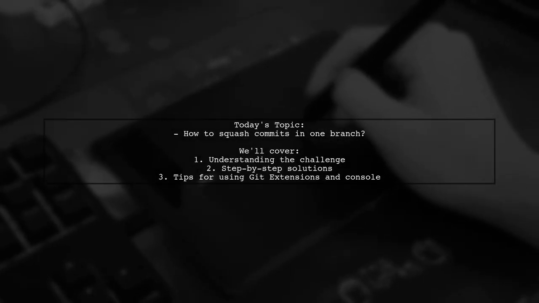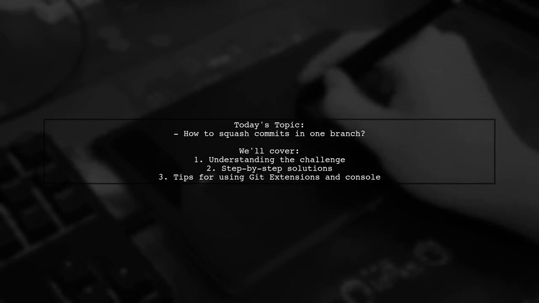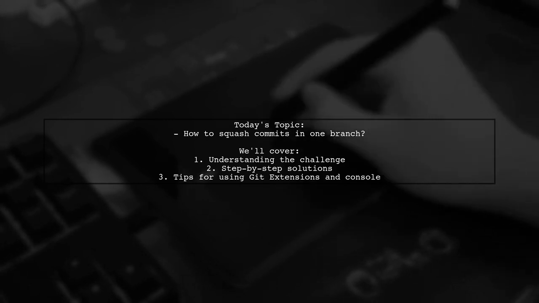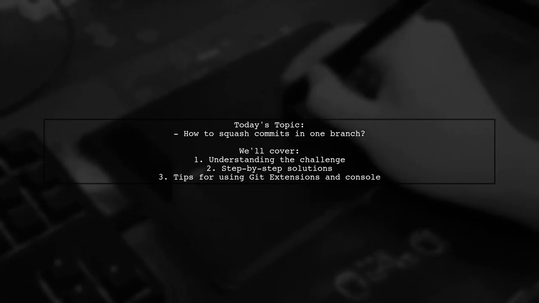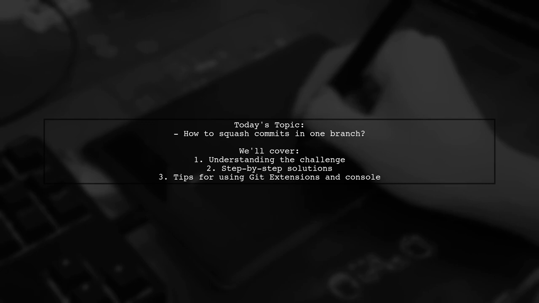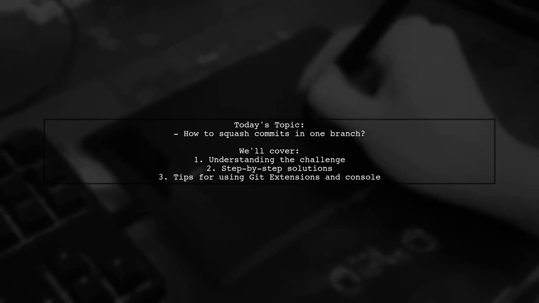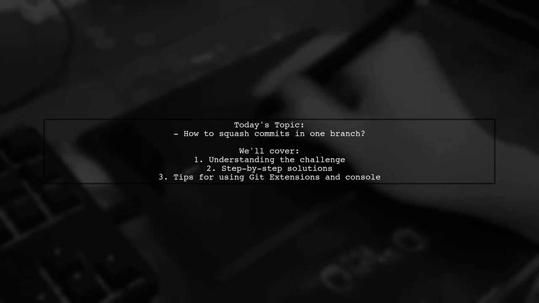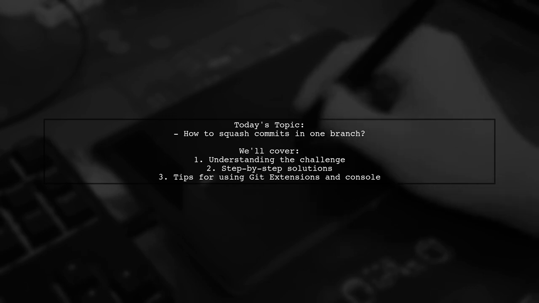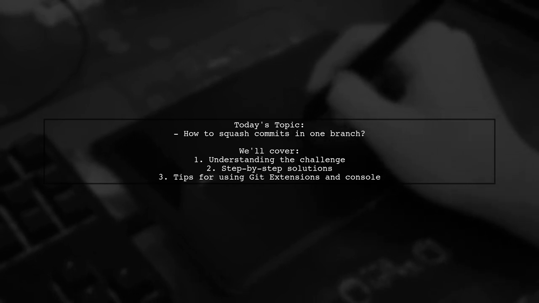Today, we're tackling a common scenario that many developers encounter while working with Git. Our viewer has been diligently making changes in a branch derived from the trunk, but now they want to tidy things up by squashing all those commits into a single clean entry. Let's dive into the details of their question. How can they squash commits in one branch, especially after multiple merges from the trunk?